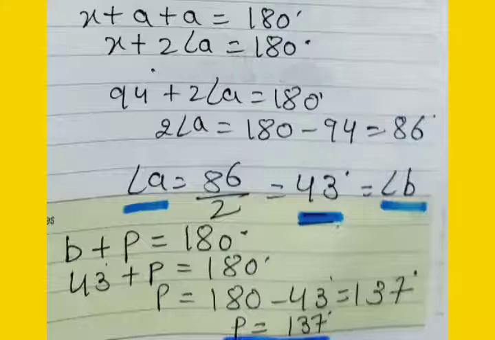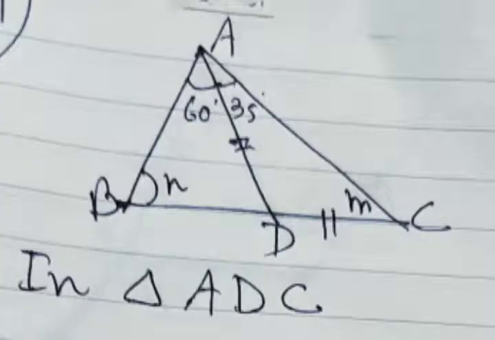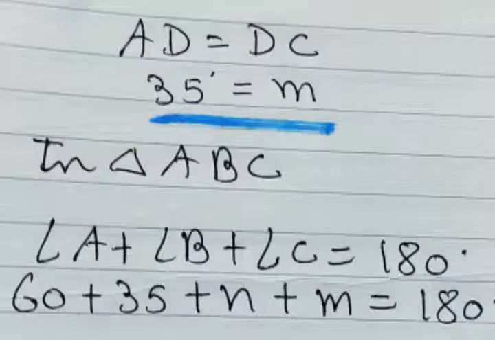So 43 plus P equal to 180, and so P is equal to 180 minus 43 equal to 137 degree. Now next we will name a triangle. So ABCD. Again first we will take a triangle ADC. So in ADC it is given AD is equal to DC. So M will be equal to what? 35 degree. Because in an isosceles triangle, when two sides are equal, then the base angles are also equal.